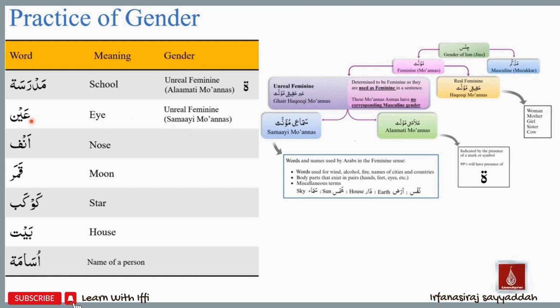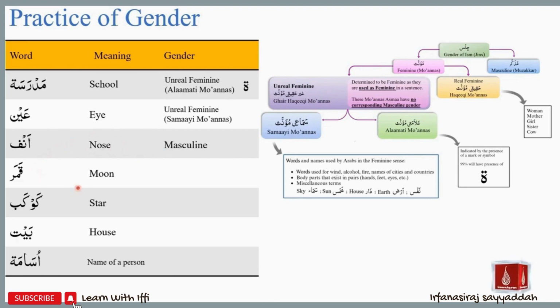In contrast to ain, we have the word anf, which means nose. So nose is a singular part of a body. It is not something that exists in a pair. Because of that, anf will be masculine.